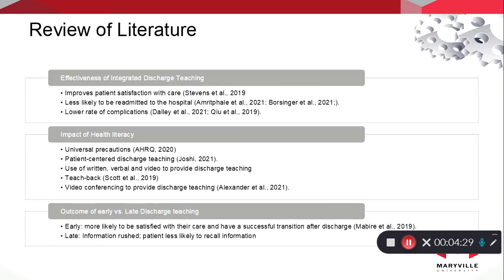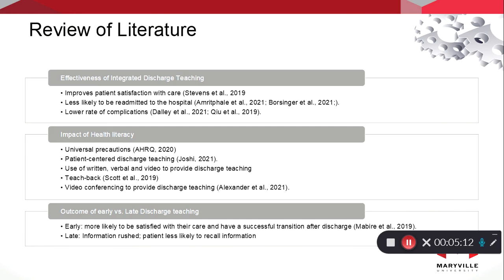Review of the literature. I looked at a couple of reviews of the literature to support this new change of practice, and in three categories of ways this has effectively supported this topic. Effectiveness of integrated discharge teaching. A study was done by Stevens and his colleague, which shows that it improved patient satisfaction with care. There is also less likelihood of being readmitted into the hospital when a proper or an early discharge process was done before the patient left the hospital.